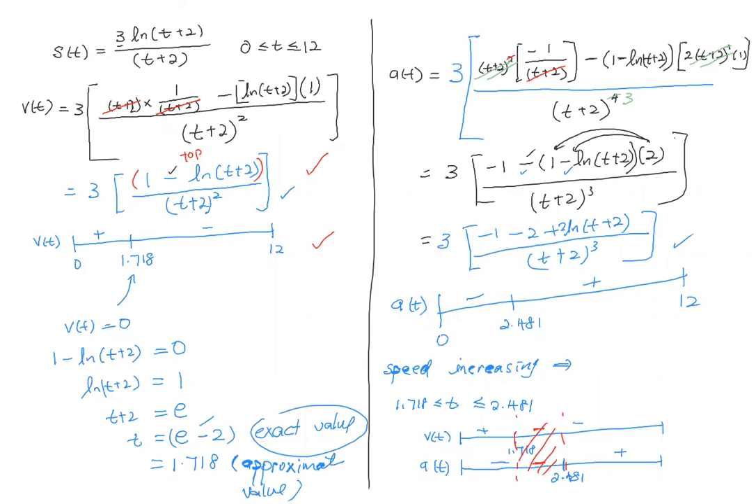Hello, any other questions? So when you want to know about speed increasing or decreasing, you have to have both the v(t) and a(t) sign diagrams. Same sign, increasing speed. Different sign, decreasing speed.